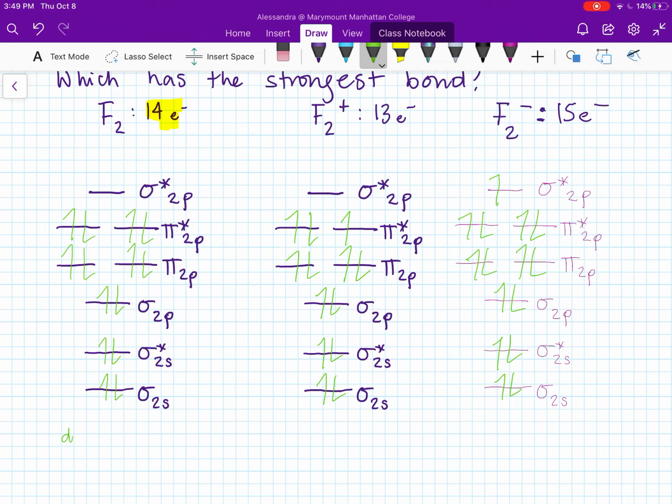All right, so right away we can see that the F2 molecule is going to be diamagnetic, whereas the F2 plus and F2 minus are both going to be paramagnetic because they have unpaired electrons in their MOs. Diamagnetic means that the F2 molecule has all of its electrons completely paired up.